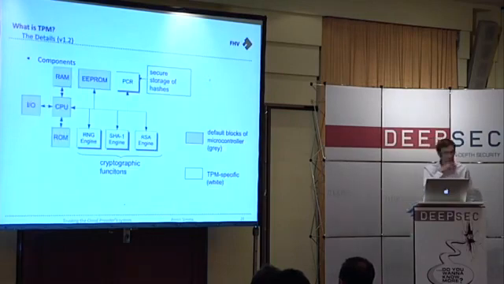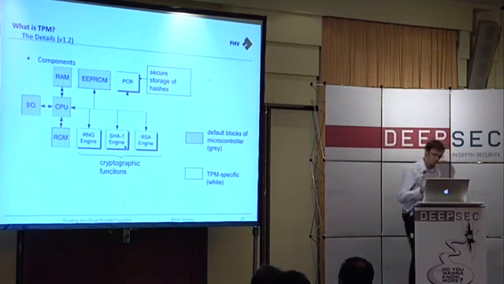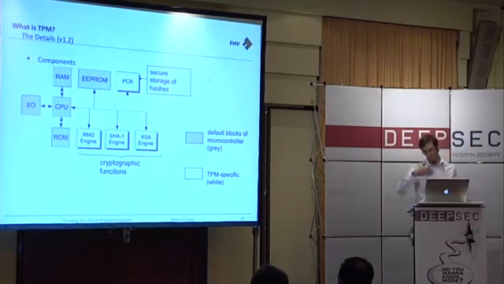This is a simple figure of the components of a TPM. The gray ones are not important here. It's typically microcontroller components. But then we have a random number engine. We have a hash engine, which is also important later on. So we can put in data, and the TPM generates hashes. And then we have an asymmetric encryption engine.